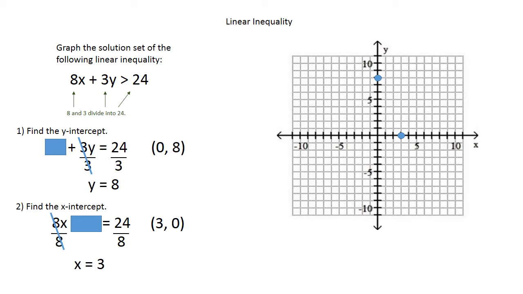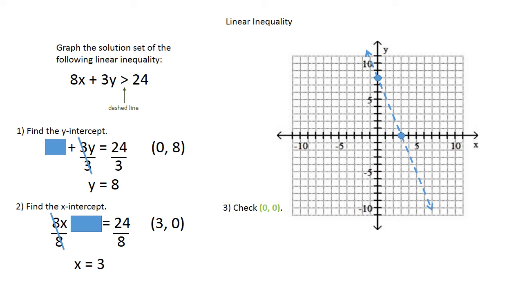Now I want to look back up at my original linear inequality and check the symbol. The symbol is just greater than, so this is going to indicate a dashed line. There's no equals. Since it's just greater than, it's not going to touch. So I'm going to draw a dashed line through those 2 points. And the last thing I have to figure out is where to shade.